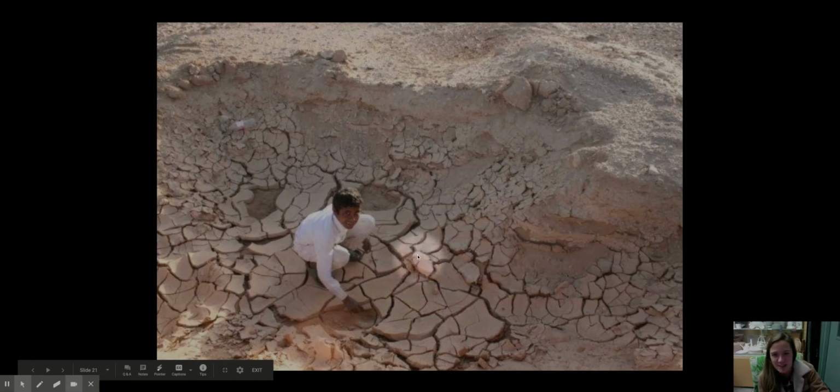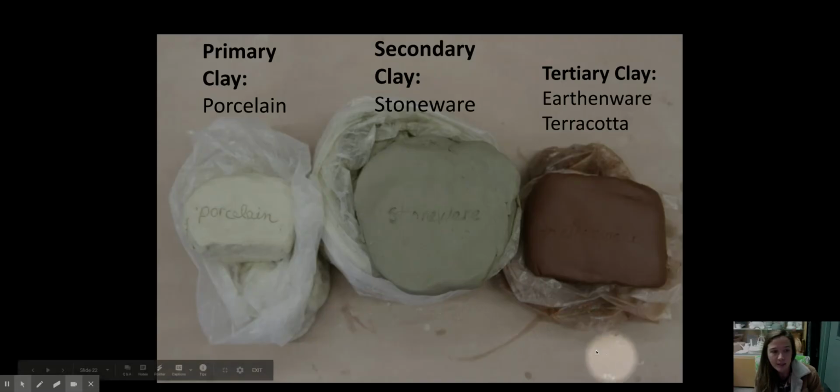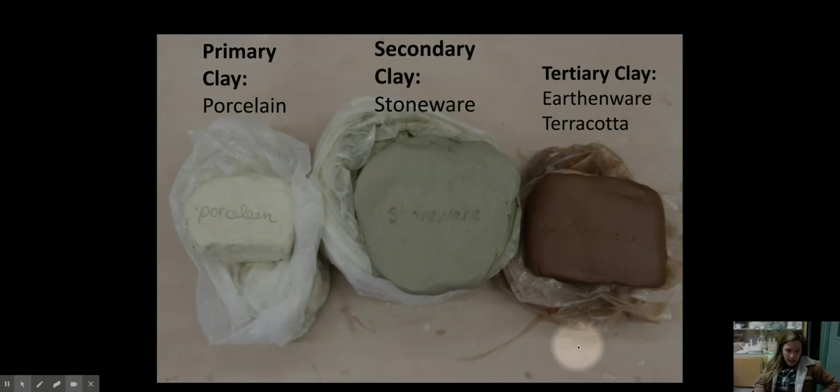And look at this kid, he's stoked. You can tell this is clay because of the way it is shrinking and cracking. Clay tends to, as it dries, shrink and get smaller and crack. All right, so that's where clay comes from.